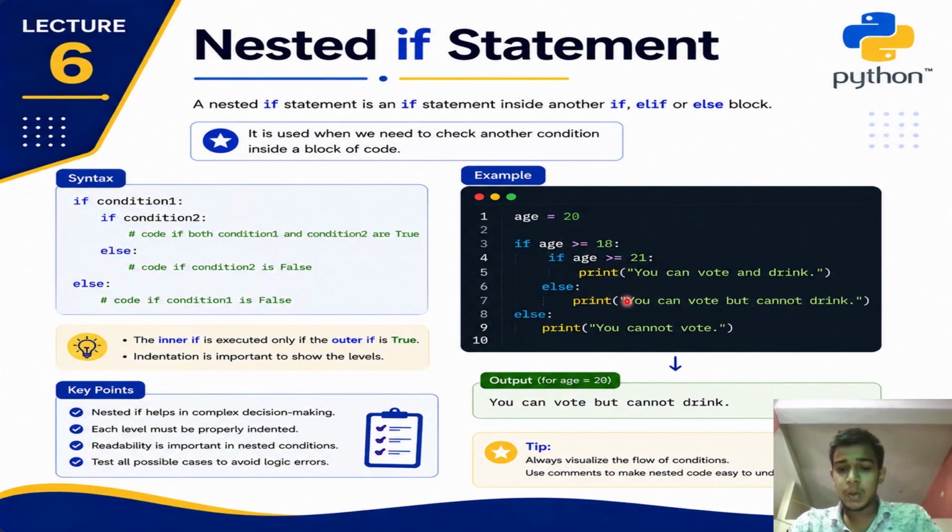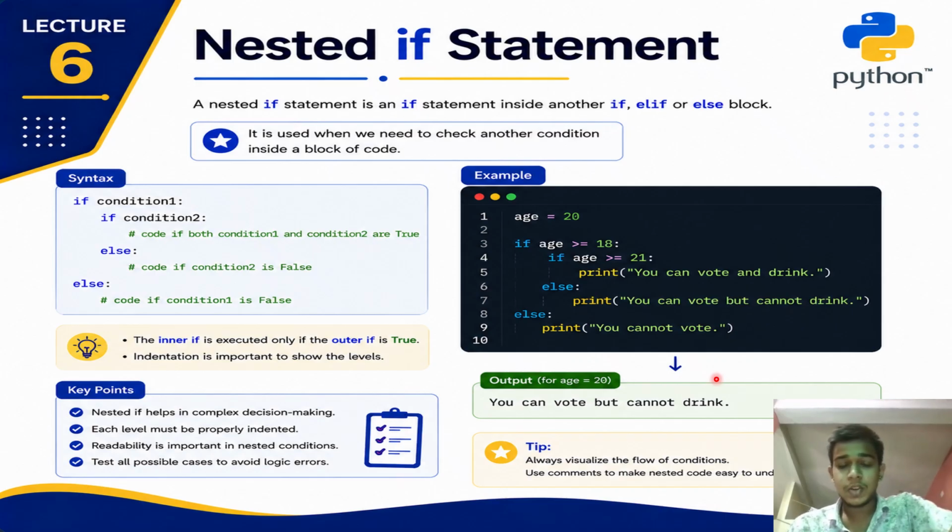Is 20 greater than or equal to 21? No, this condition is false. So Python executes the inner else block. It prints, you can vote but cannot drink. After printing this message, the program ends. Notice something important. The outer condition was true, but the inner condition was false. That is why only the inner else block was executed.